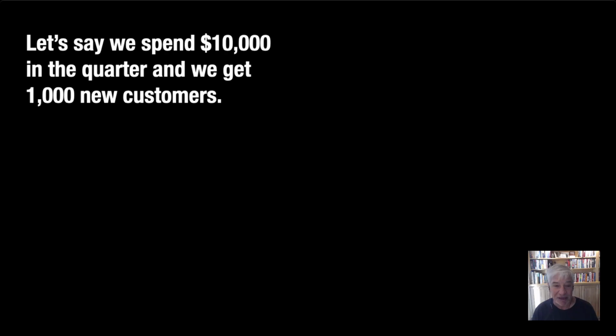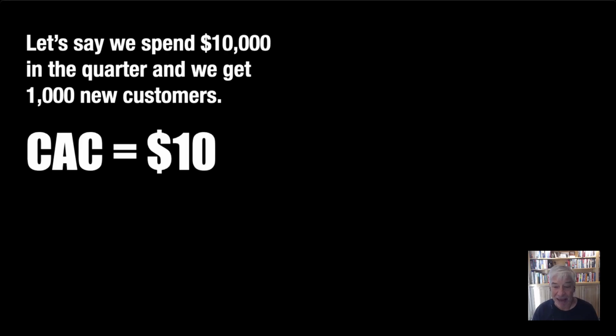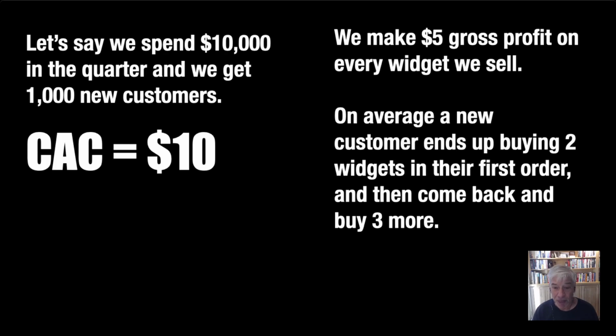So let's say we spent 10 grand in the quarter on sales and marketing and advertising, and in that quarter we got 1,000 new customers. Then pretty simple math tells us that our average customer acquisition cost during the quarter was $10. And now let's say we sell widgets, and let's say that we make a $5 gross profit on every widget we sell. And let's say that we have evidence that on average, once we have a new customer, they end up buying 2 widgets in their first order, and eventually they come back and buy 3 more. So the average new customer, once we have them, ends up buying a total of 5 widgets. Some more, some less, but that's the average.